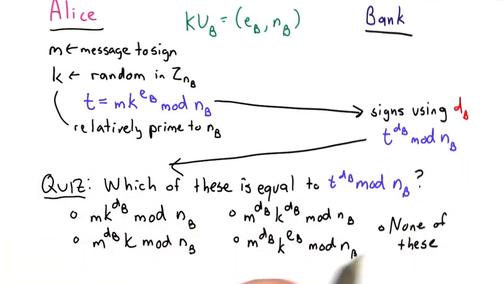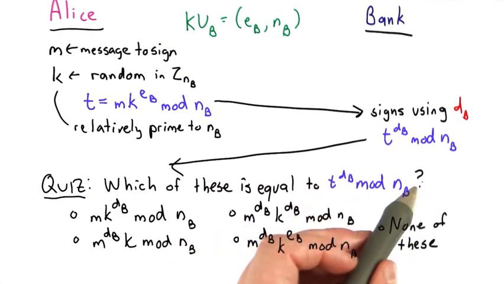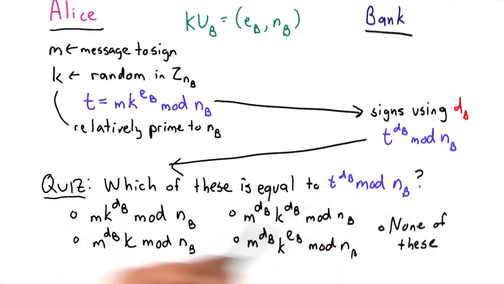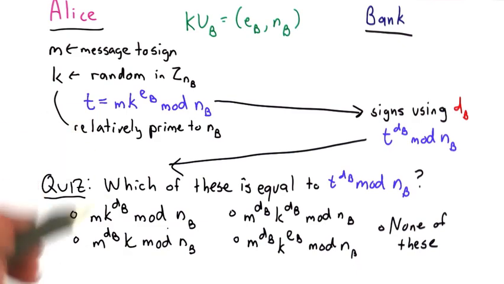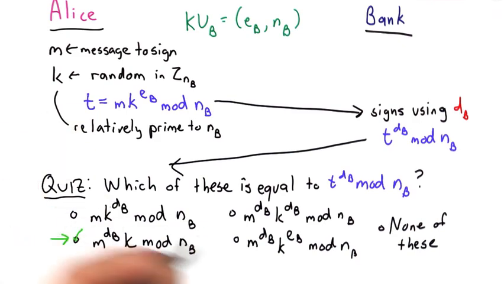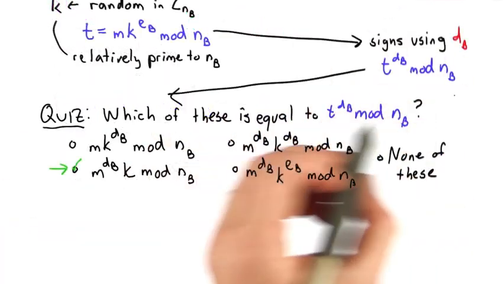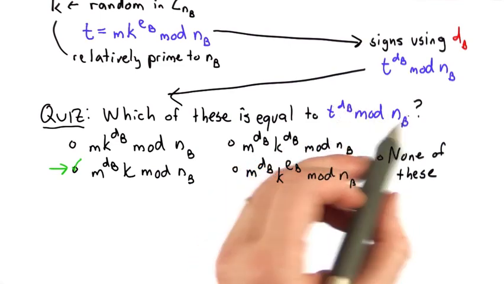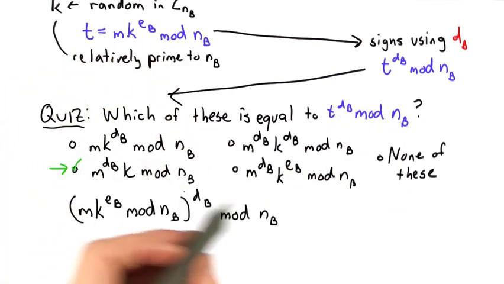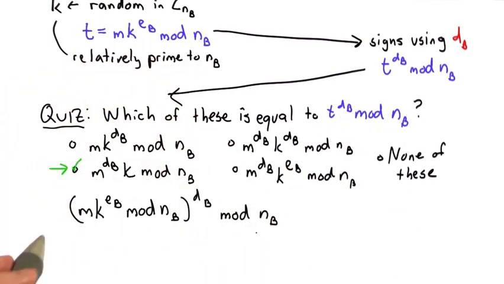So the question is, which of these is equivalent to the value produced by the bank? Here are the choices. To answer this question, think about the properties of RSA. The answer is this one. Here's why. So the signature is t to the db mod nb, and this was t.